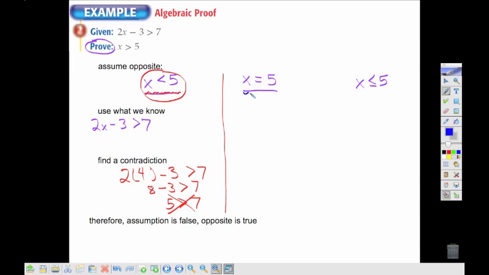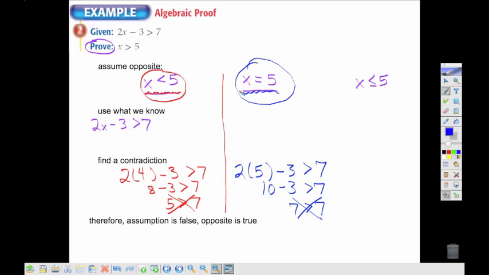So next I'll look at x equals 5. Maybe that will work. So let's try 2x minus 3, but we're plugging in the 5, and it has to be greater than 7. Now this is going to give us 10 minus 3 is greater than 7, but that tells us that 7 is greater than 7. Now this is also a contradiction because 7 is not greater than 7. So we're getting a contradiction from both of our assumptions.